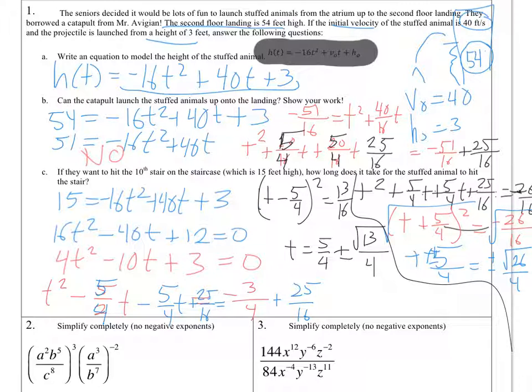Okay, and since we're looking for the later of these two, because this is when it's going to be that high going up, and then coming back down, it's going to hit the second time. We're looking for the positive one. That's the one that's going to be later. So the real answer would be t equals 5/4 plus square root of 13 over 4. Ooh, that was a long problem.